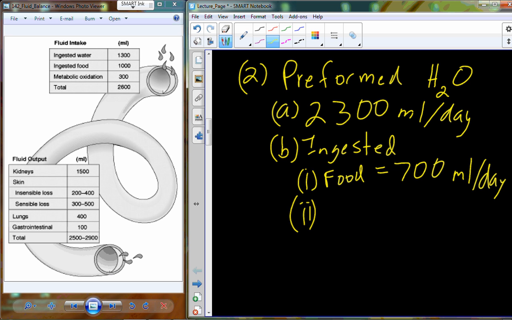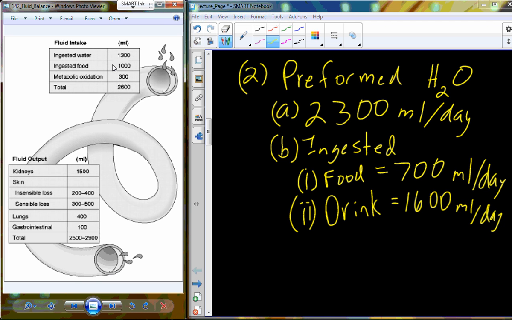And then we can also consume water from beverage or from drink. And that, again, I see a range around 1,600 milliliters per day, as low as about 500, as high as 2,000, but about 1,600 milliliters a day would be a nice average. So you can see here's our 2,300. And the numbers even here are a little bit different. They're saying ingested water is 1,300. Ingested food is about 1,000. So just a little bit of a range there. And then about 300, I said 200 from metabolic activity. So they're saying 2,600 in the figure. I said about 2,500. We're not going to really split hairs here.